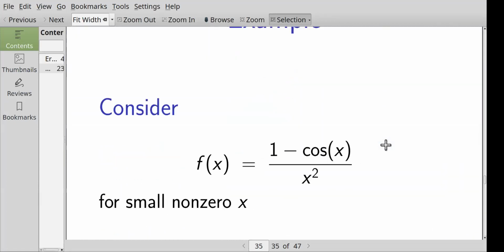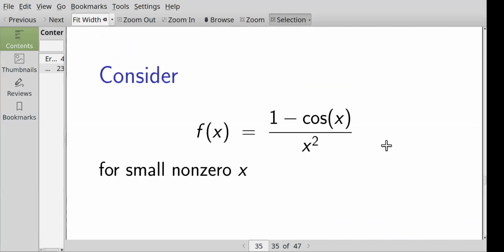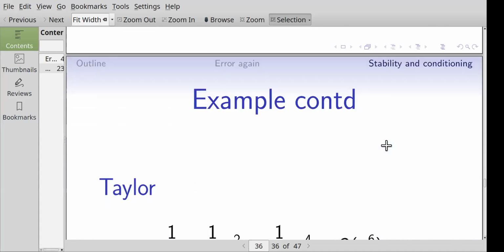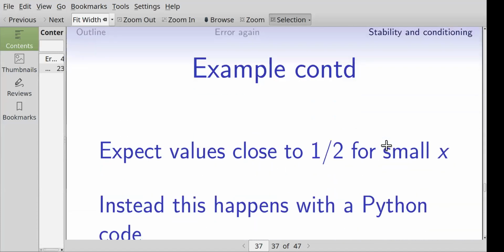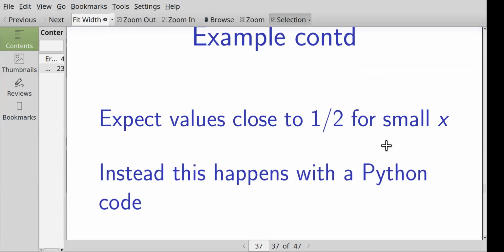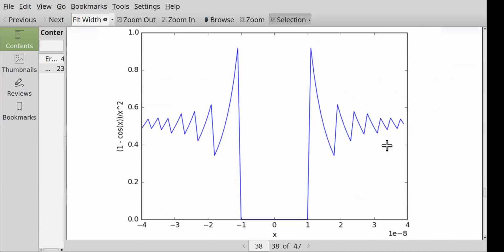So once again, back to our example. My perfect expression is f of x equals 1 minus cosine of x over x squared, for some small non-zero x. Now I take the Taylor series for that. I expect results close to 1/2 for small x. And I remind you that this horrible thing happens.